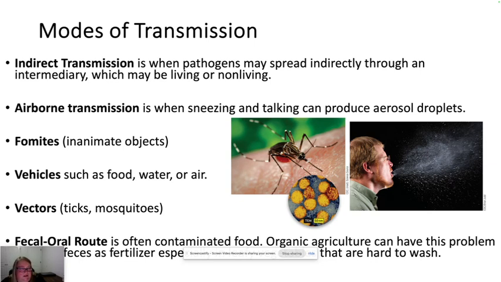One of the modes of transmission for indirect transmission is airborne transmission. This is when someone sneezes or talks and produces aerosol droplets that are then ingested or enter the body through another person's mouth or nose or eyes. Like this guy is sneezing, we see the respiratory droplets that are coming out of his mouth. If you get any of these into your body, that is airborne transmission. This is also called aerosols or aerosol transmission. We can transmit disease through fomites, so inanimate objects.